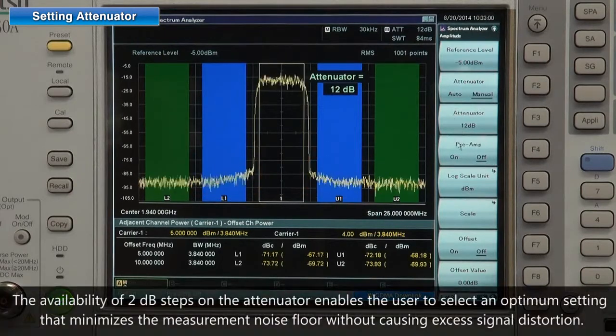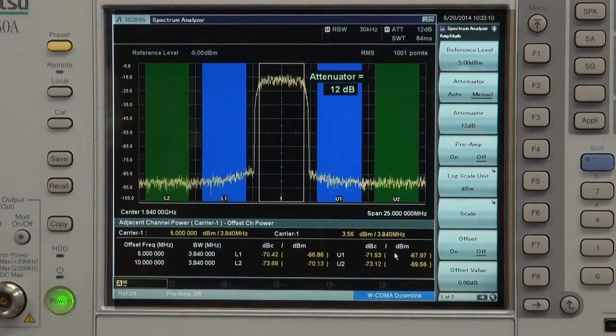The availability of 2 dB steps on the attenuator enables the user to select an optimum setting that minimizes the measurement noise floor without causing excess signal distortion.